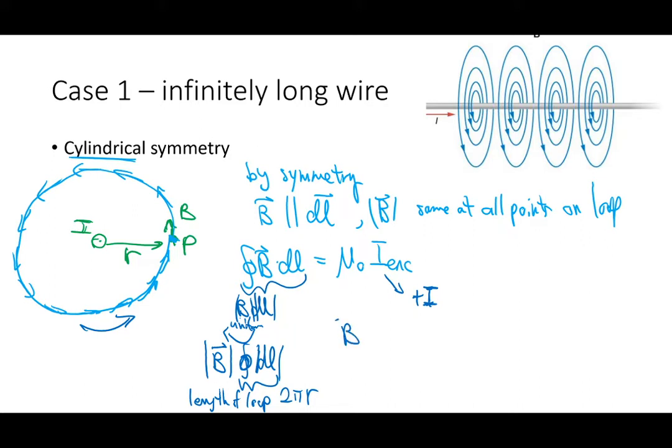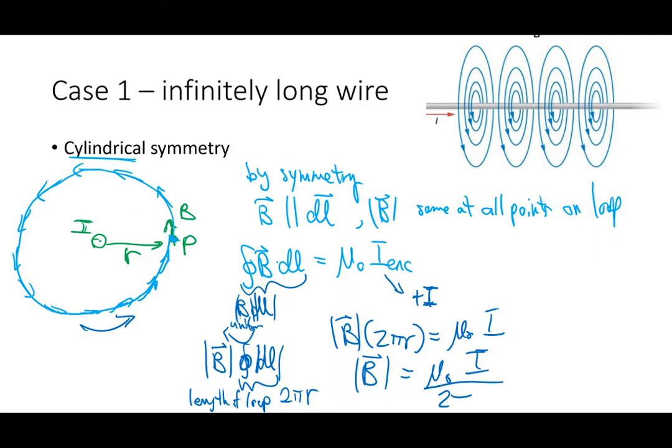So then this becomes the magnitude times 2 pi r. It's equal to mu naught times I. So then your magnitude of the magnetic field is mu naught I divided by 2 pi r, consistent with what we were getting before through integration. Arguably a little bit faster. And this works for any given r. If the r was bigger out here, then you would draw a bigger circle, and so everything corresponds.